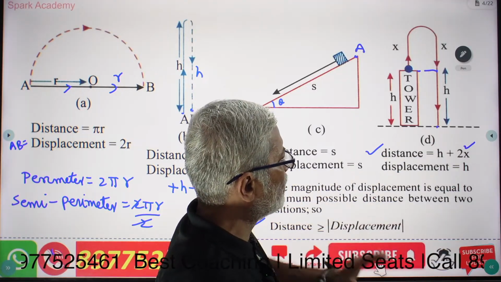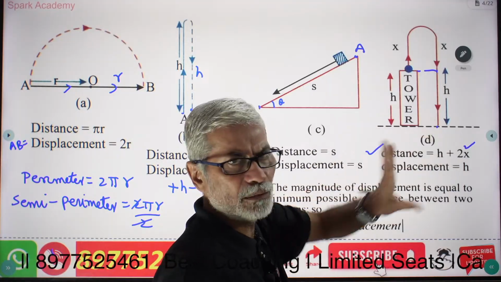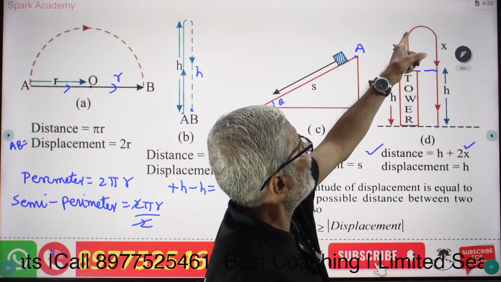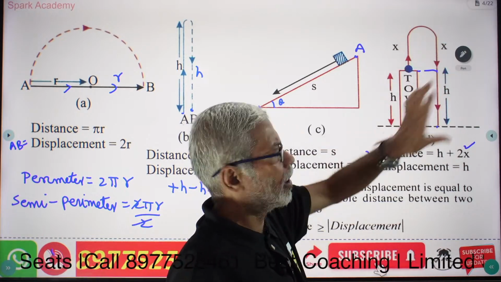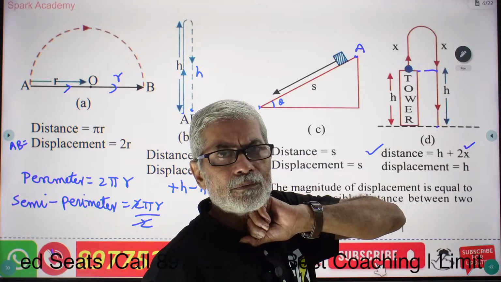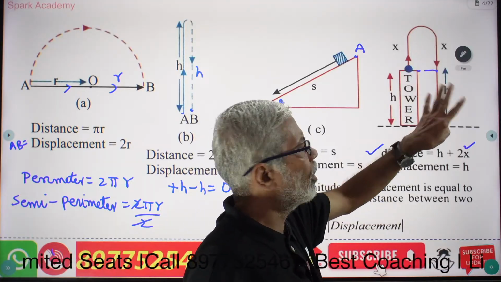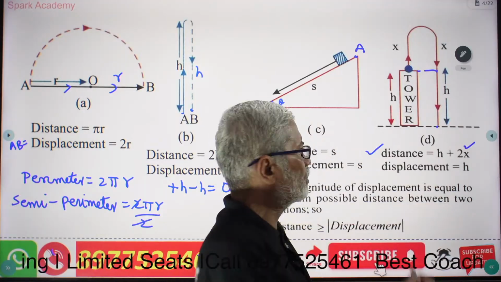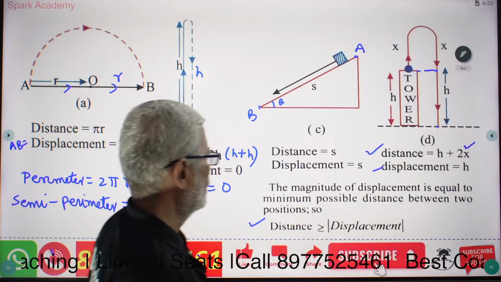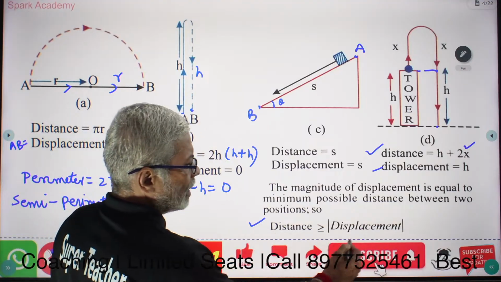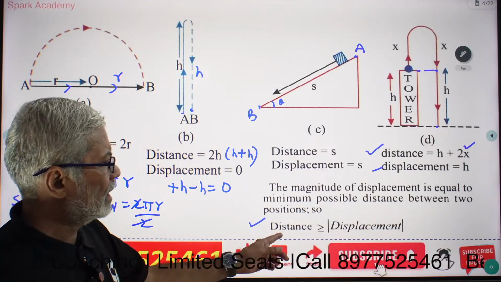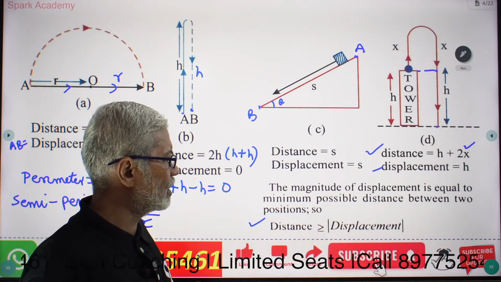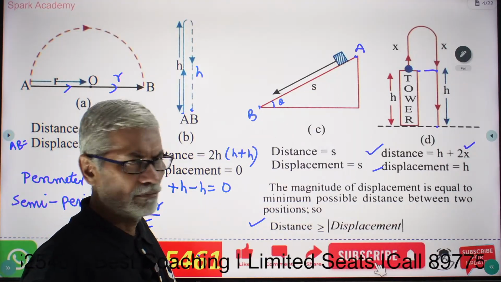Now what is the displacement? Please don't do plus h and minus h because it is an event. The event is it is going up and coming down. So what is the shortest distance traveled? The body could have fallen down also, no? So the shortest distance traveled is h. So displacement will be h. So in a nutshell, what you can say is that distance is greater than or equal to displacement. Most of the time distance will be greater than displacement, sometimes it will be equal. Okay.